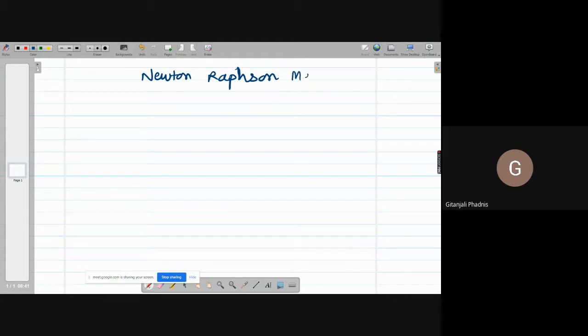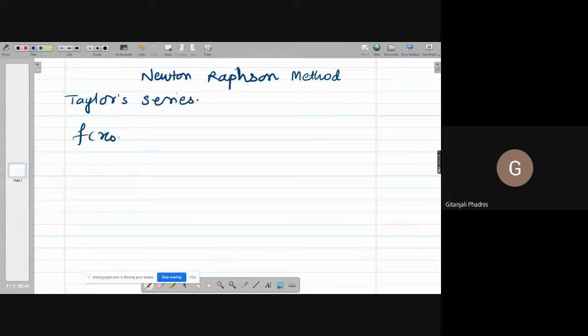Okay, Newton-Raphson method. So this is a better method than regula falsi. You remember in the first year you studied Taylor's and Maclaurin series. Yes, ma'am. Can anyone tell me Taylor's expansion formula?